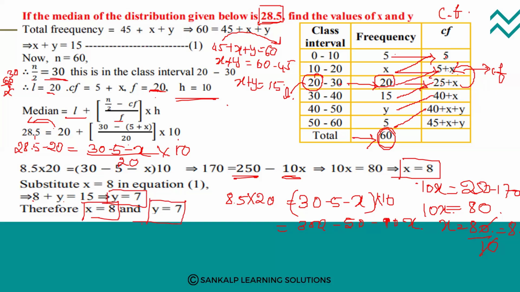So this question can be asked for 3 marks. Okay. So y is equal to 7. Understood? Shall we move to the next question?